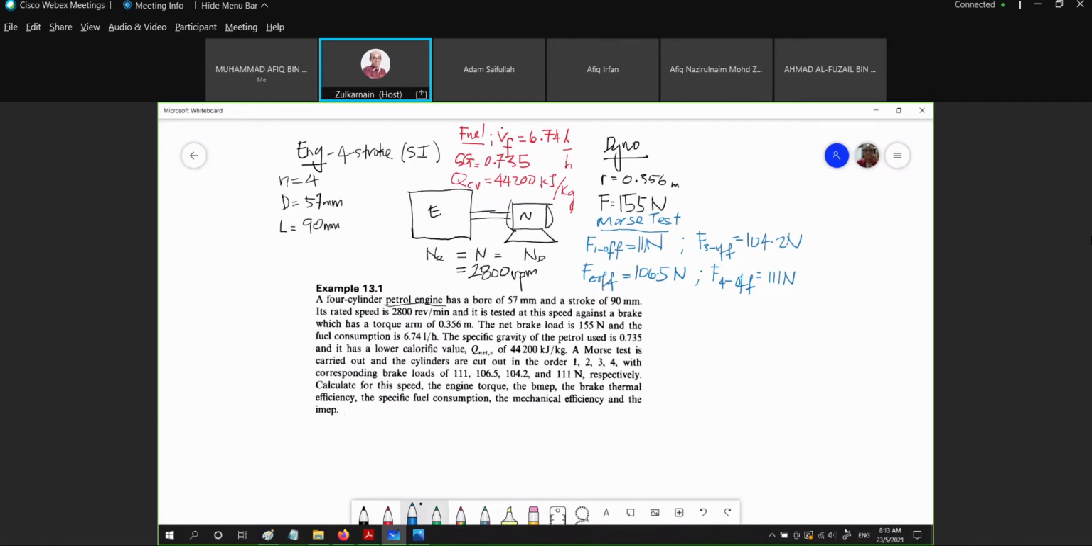Alright? So the first parameter yang kita nak define adalah kita punya force, punya torque of the engine ya. Di mana torque sama dengan F multiply by R, dia punya torque arm. Right? Jadi ini sama dengan apa? 155 multiply the R. The R adalah given right here is 0.356. Can someone calculate for me how much is the torque?